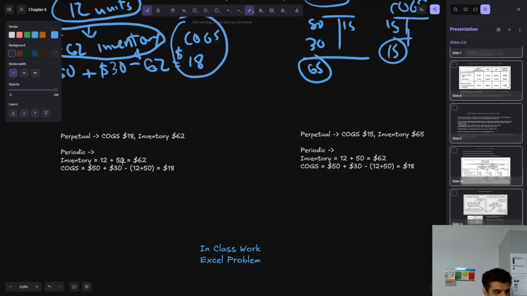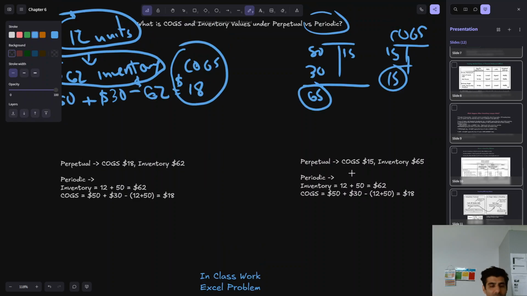Okay. So again, periodic, exactly the same calculations, because you're only looking at the beginning and ending. Perpetual, the order of the transactions will matter. Which that detail gets lost in a periodic system. So that's why it's not as sophisticated. Okay. All right.